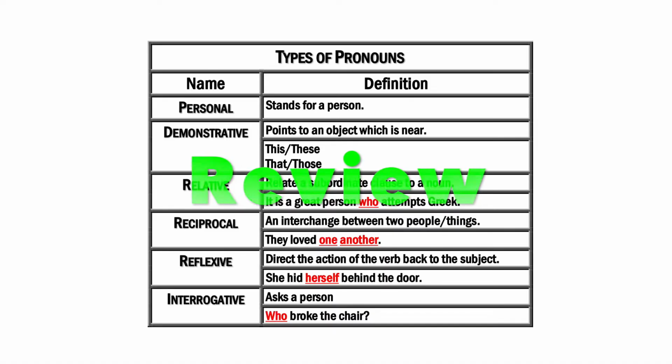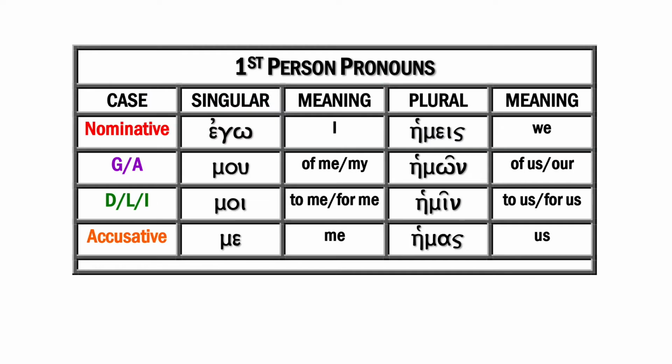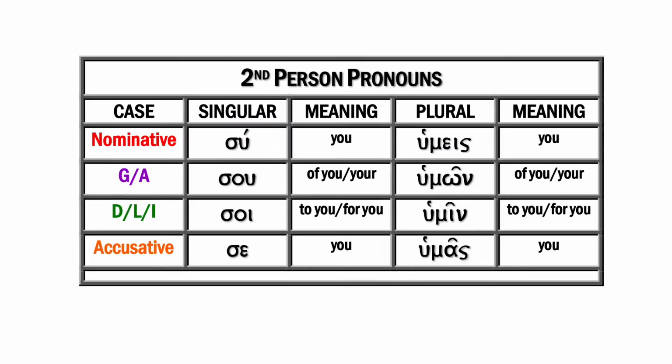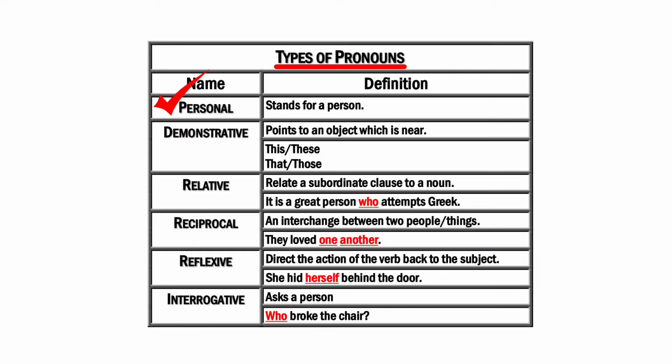Alright guys, let's get started with some review. And we'll take a look at this chart on pronouns that we've used before as well. The types of pronouns. We've talked about the personal pronouns. Do you remember this chart? Starts out with ego, which means I. And then su, which is for you. And then of course autos, which represents he, she, or it. So on this chart here with types of pronouns, we're going to move down the list. And today we're going to cover demonstrative pronouns.